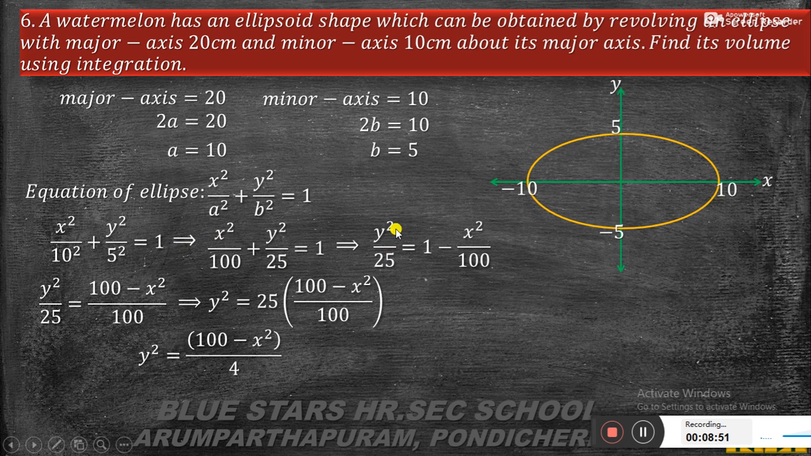In the next step, we write y square by 25 on the left hand side and the remaining terms on the right hand side. So 1 minus x square by 100, doing the cross multiplication, gives 100 minus x square by 100. Next, 25 into (100 minus x square) by 100. Then 25 and 100 cancel. So the equation is y square equal to (100 minus x square) by 4.